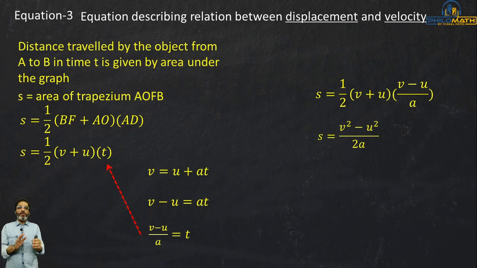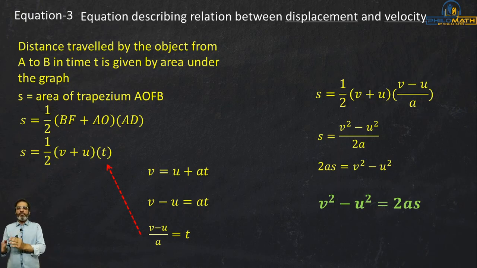Now we have to just shift the terms and write it in its final form. Let me shift 2A to that side. So I get 2AS equals V square minus U square, and when I shift U square to the left hand side, I get V square minus U square equals 2AS. Now we understood the derivation of all the three equations of motion.